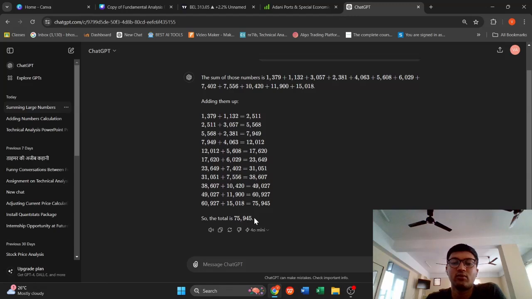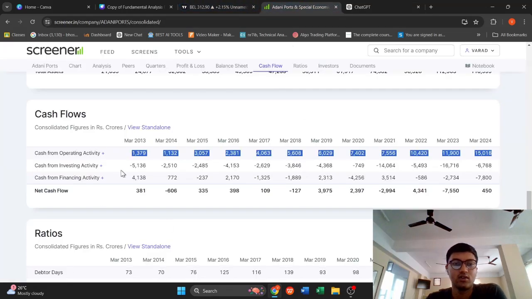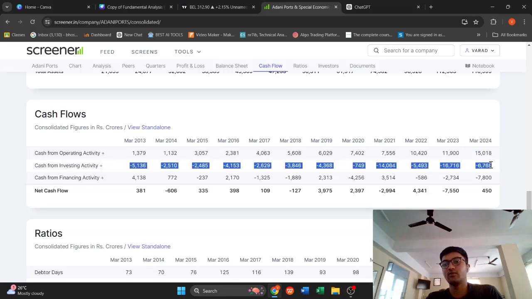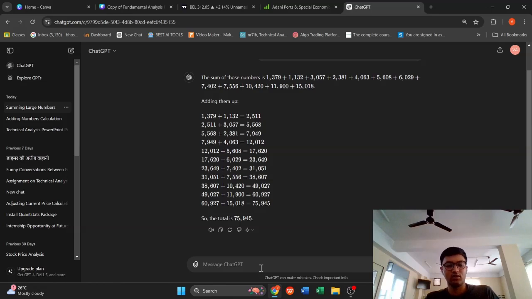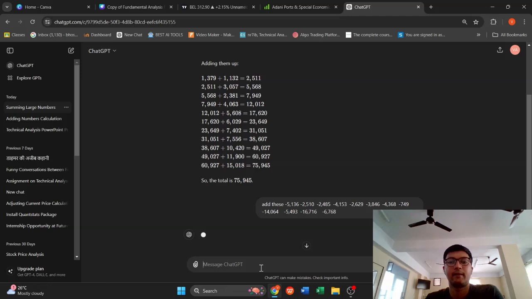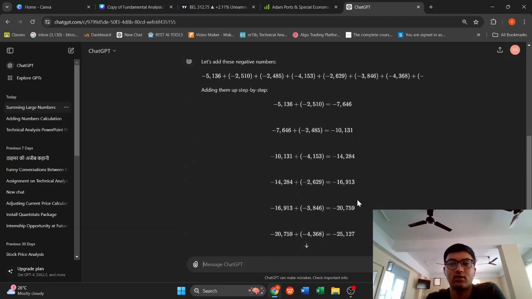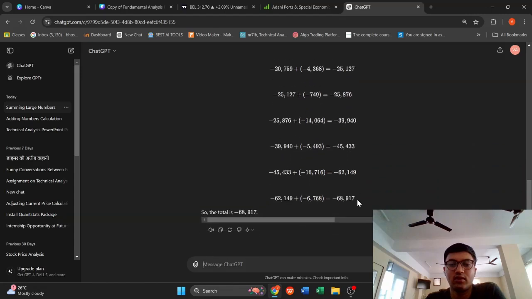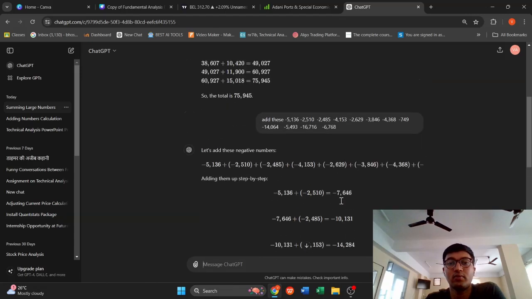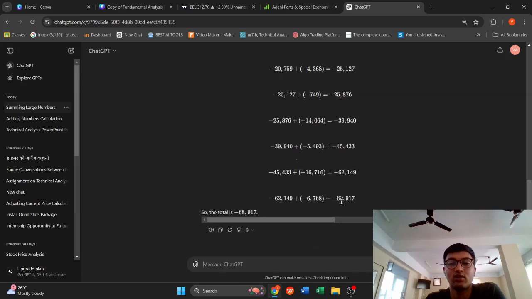They generated cash from operating activities of 75,000 crore rupees over the last 10 years. How much did they invest? I think they invested a huge amount, and after the Hindenburg report, they repaid a lot of debt. So this is the amount that they put into the business, be it setting up ports or whatever. So 68,000 crore rupees went into investing in the business.